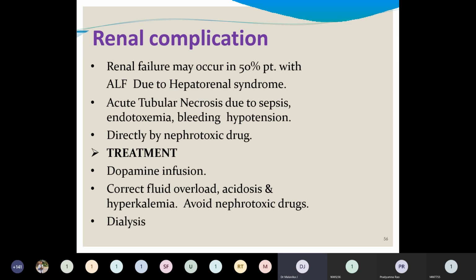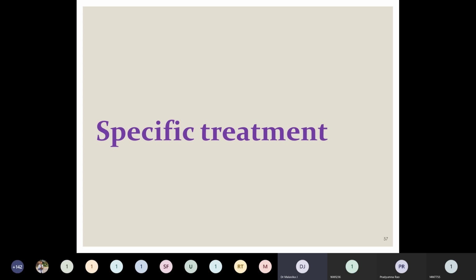So what are the renal complications, and how to manage them? Renal failure may occur in 50% of patients with acute liver failure due to hepatorenal syndrome, or acute tubular necrosis due to sepsis, endotoxemia, bleeding, hypotension, or directly by nephrotoxic drugs. So treatment is mainly by dopamine infusion, correcting fluid overload, correcting acidosis by sodium bicarbonate, and hyperkalemia, and avoiding nephrotoxic drugs. If it is not resolved, then you need to go for dialysis.